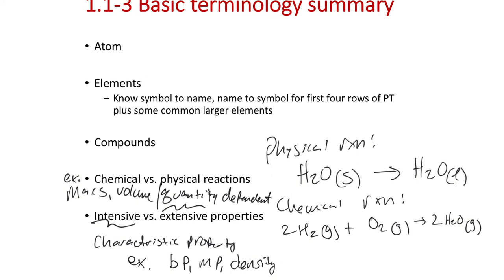Now this is really, I think, just meant to show that different substances have different intensive properties. They have different characteristic properties. So if you have ethanol, isopropanol, or sugar, they all have their own melting points, boiling points, densities, etc. that characterize the substance.